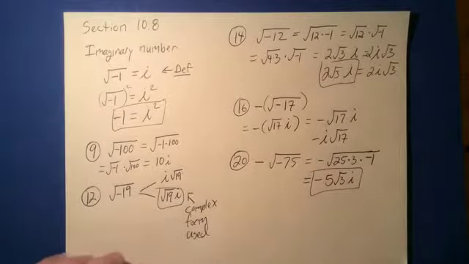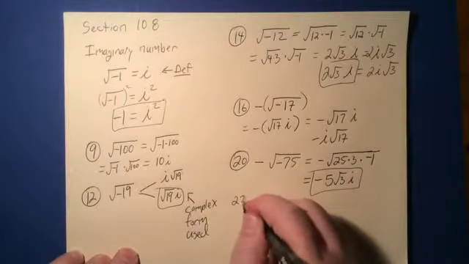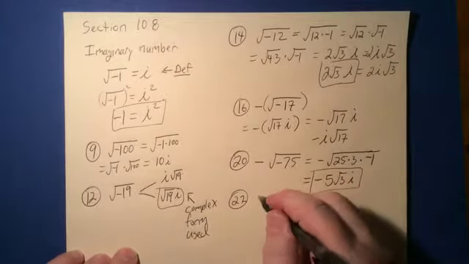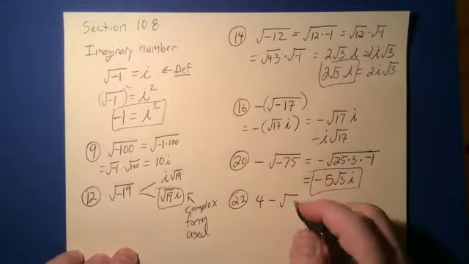Okay, let's take a look at just a few other questions here. We're going to take a look now at the following problem, number 22. A little bit of a math problem with these here. This is going to be 4 minus radical negative 60.